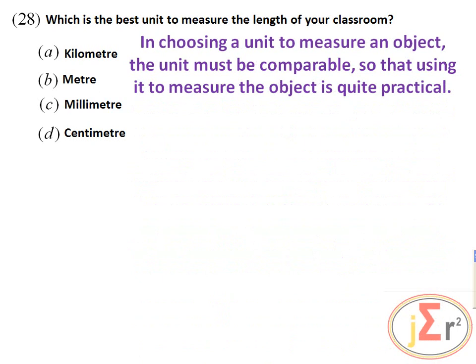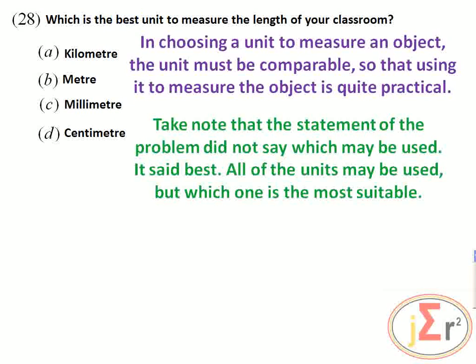In choosing a unit to measure an object, the unit must be comparable, so that using it to measure the object is quite practical. So it makes sense and you can do it quite easily. Take note that the statement of the problem did not say which may be used. It said best. All of the units may be used because they are units of length, but which one is most suitable?